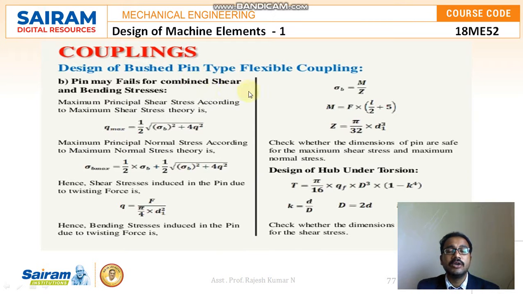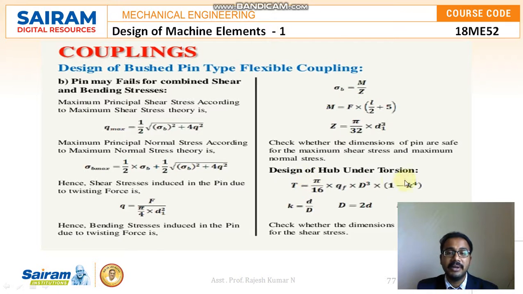And this is the design of a bushed pin type of flexible coupling, where the maximum principal shear stress formula and maximum principal normal stress formula we have to take, and finally the shear stress induced formula we have to find out. So the formula will be obtained by equating these two, we get F divided by pi by 4 into D1 square, and the section modulus formula, bending moment formula, bending stress formula are already known.